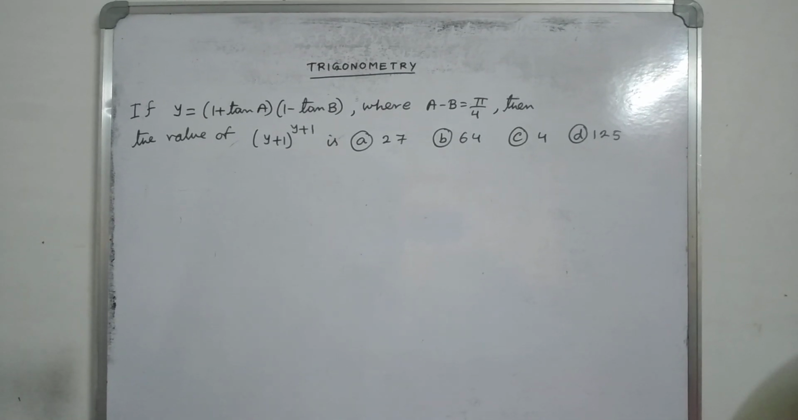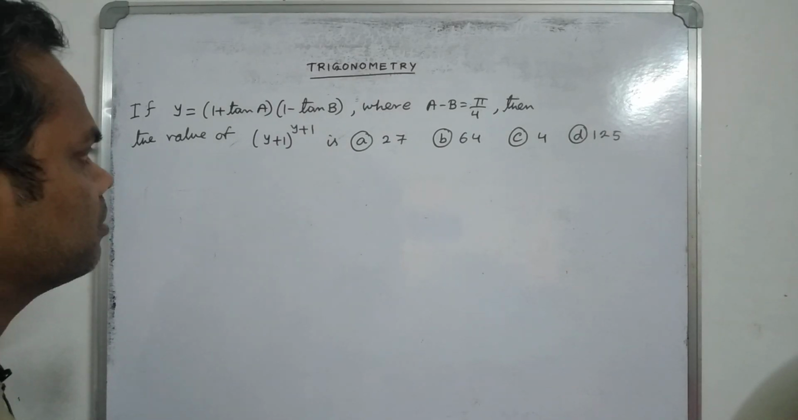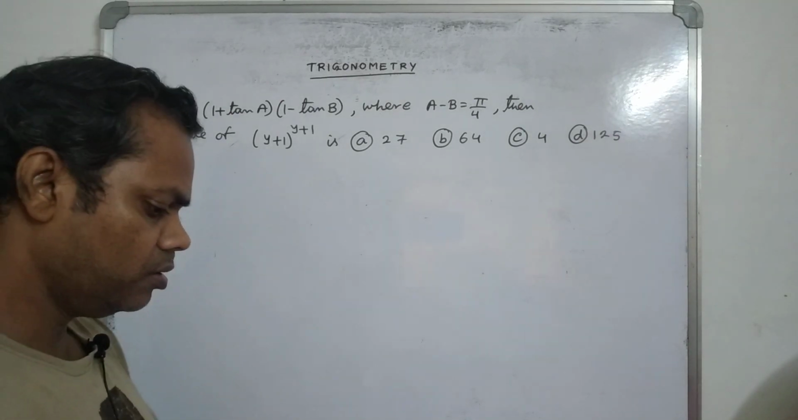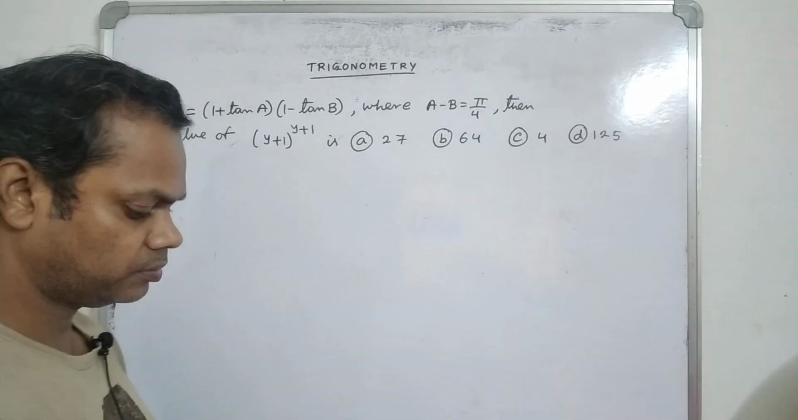Well students, the topic of the video is trigonometry. In the last video we discussed 2 sums on trigonometry, MCQ sums on trigonometry. There is another sum. If y equals 1 plus tan a into 1 minus tan b, where a minus b equals pi by 4, then the value of y plus 1 whole to the power y plus 1 is 27, 64, 4 or 125.